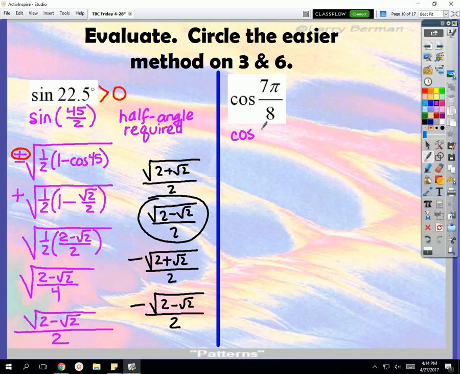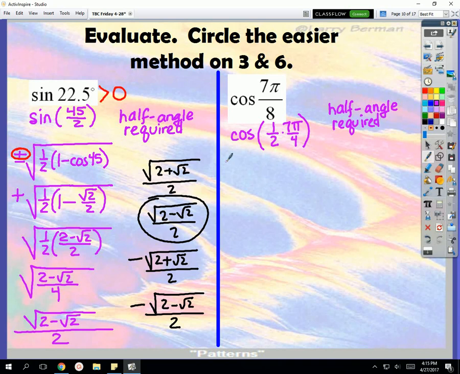Cosine of 7 pi over 8 is the same thing as cosine of half of 7 pi over 4. The only way you can do the pi over 8s or the 0.5s is to do a half angle. So the half angle is required, okay? I cannot get around it. This is one of the few times you can't get around it.